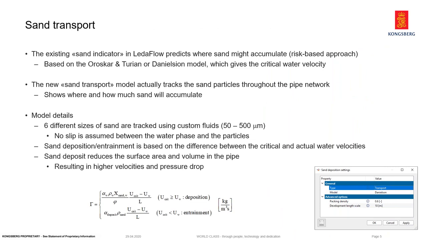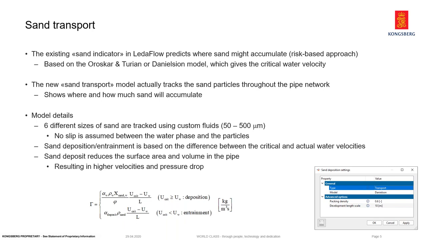Then on to the new feature in LedaFlow. From before, we already had a sand indicator, as we call it, in LedaFlow, which allows you to predict where sand might accumulate. So it's kind of like a risk-based approach, much like the hydrate margins, for instance. This was based on the Oroskar Turian and Danielson sand models, which both give you a critical water velocity that is required to keep the sand moving. Below this critical velocity, you can expect the sand to start accumulating in the pipe.